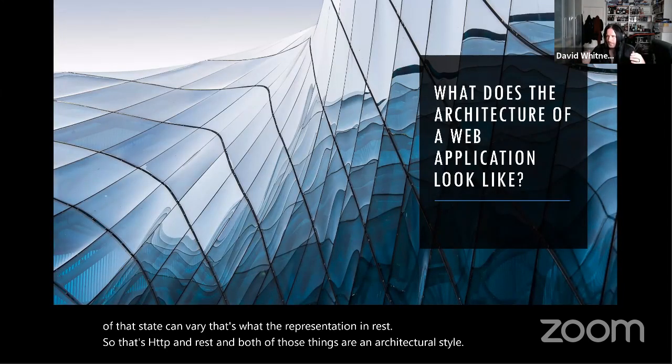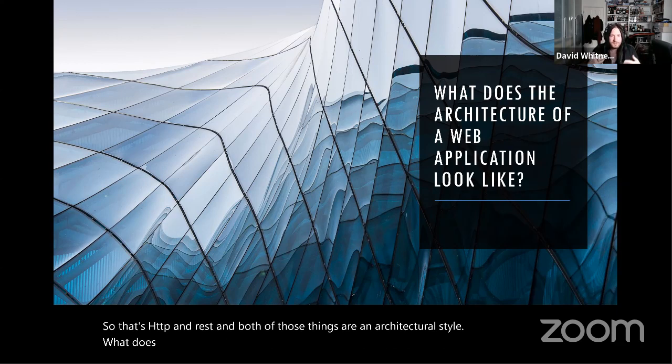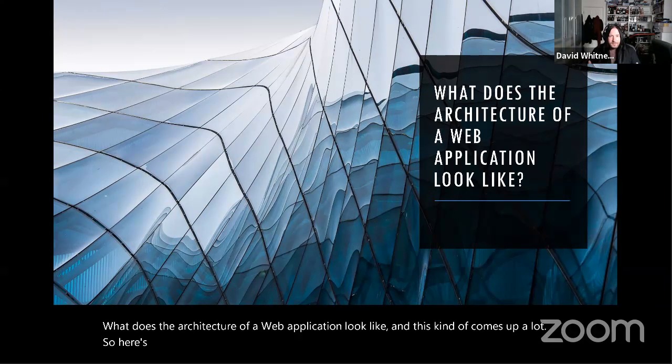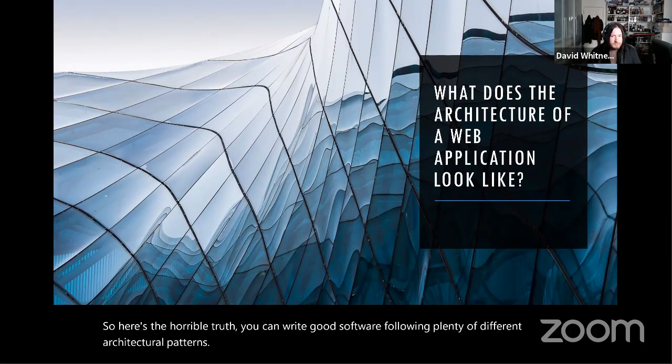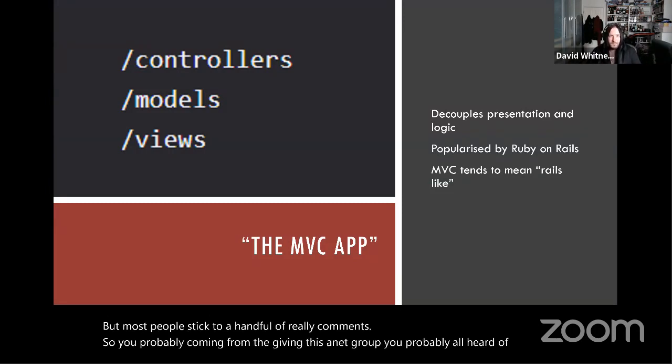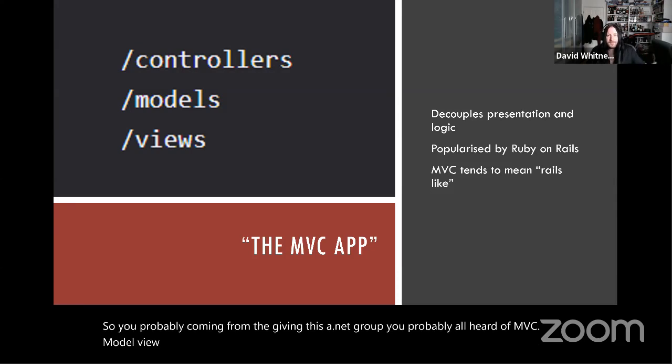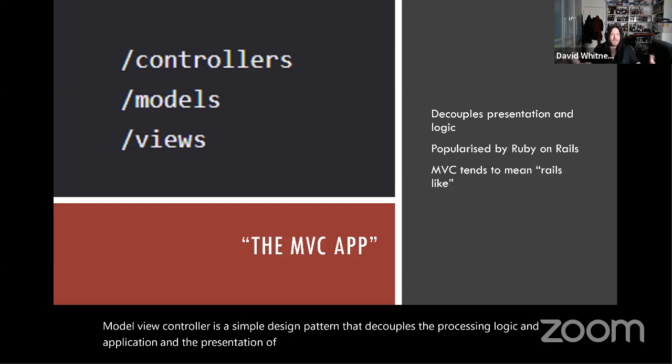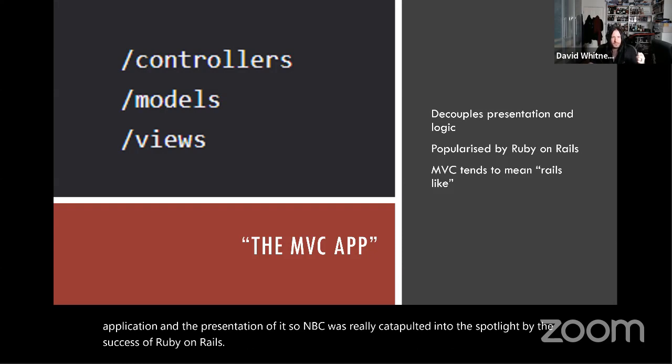So what does the architecture of a web application look like? And this kind of comes up a lot. So here's the horrible truth. You can write good software following plenty of different architectural patterns, but most people stick to a handful of really, really common ones. So you're probably coming from, given this is a .NET group, you've probably all heard of MVC, Model View Controller. It's a simple design pattern that decouples the processing logic of an application and the presentation of it. So MVC was really catapulted into the spotlight by the success of Ruby on Rails, ironically, although the pattern itself is a couple of decades older.